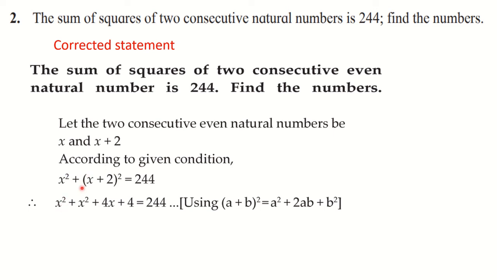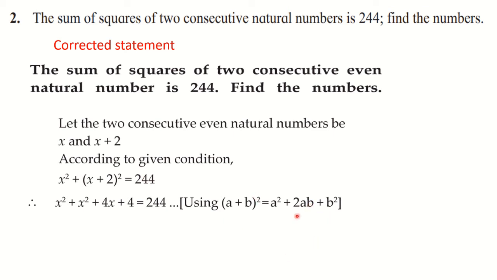Now we are writing the expansion of this. A square means first term square, so x square. 2 into x into 2, that is 4x. Then b square means second term square, so 2 square is 4, and is equal to 244 as it is.